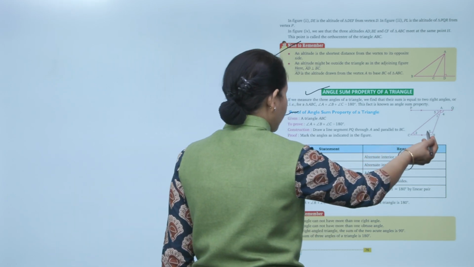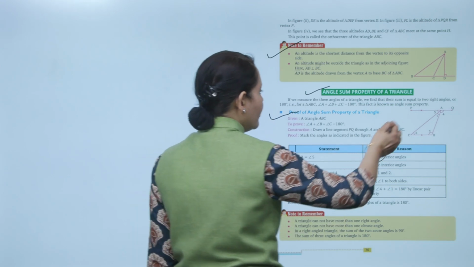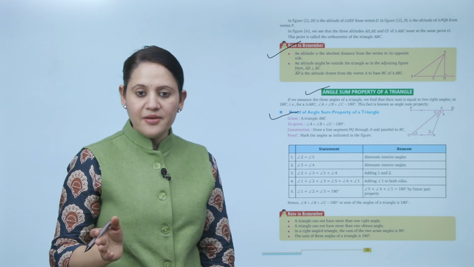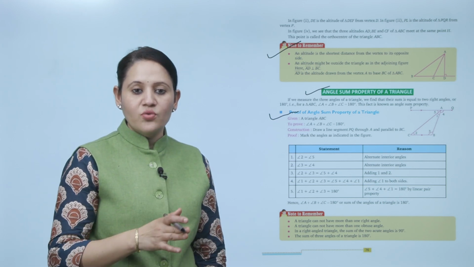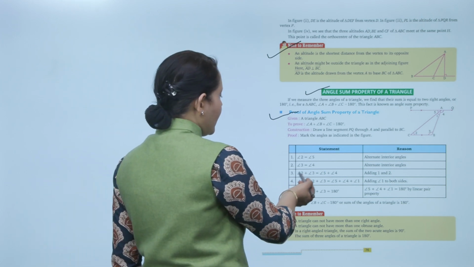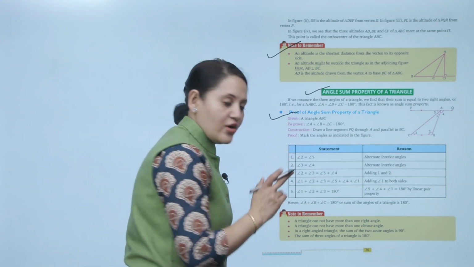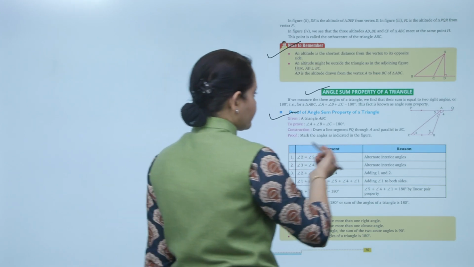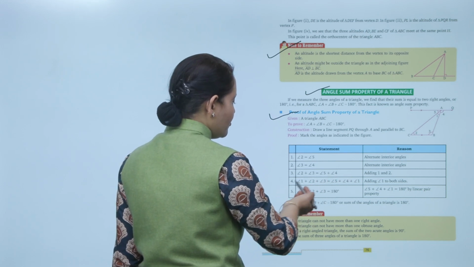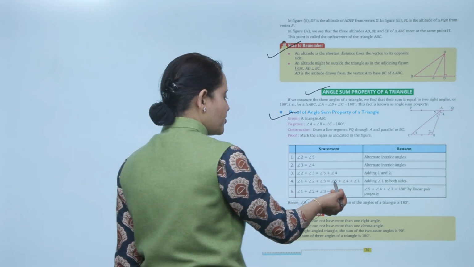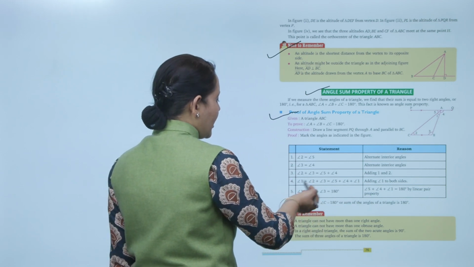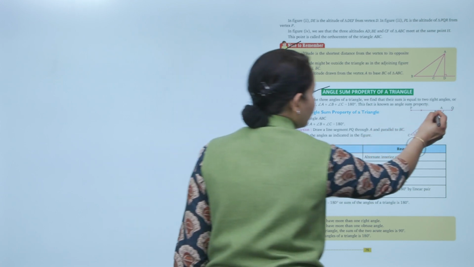Angle 2 plus angle 3 equals angle 5 plus angle 4. Adding 1 and 2. Clear? Angle 1 plus 2 plus angle 3. What have we done? Angle 2 plus 3 will be equal to what? Angle 5 and 4. Okay? So what we have done? We have added angle 1 to both sides. So angle 1 plus 2 plus 3 equals what will it be? Angle 5 plus 4 plus 1. So angle 1 plus 2 plus 3 equals 5 plus 4 plus 1.